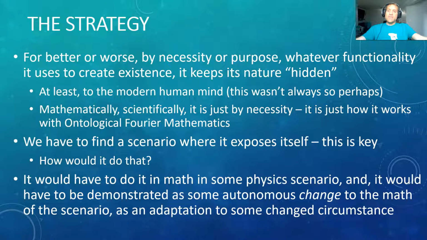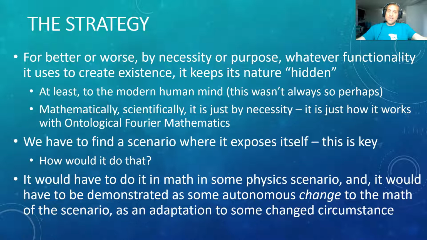And it would have to be demonstrated as some autonomous change to the math of the physics scenario, as an adaptation to some changed circumstance. So remember previously it was we need to be able to find evidence of mind. And how do you find evidence of mind? You have to find evidence of change, of autonomous change, of agency, right? And so the question is, where and how are you going to find that then scientifically?